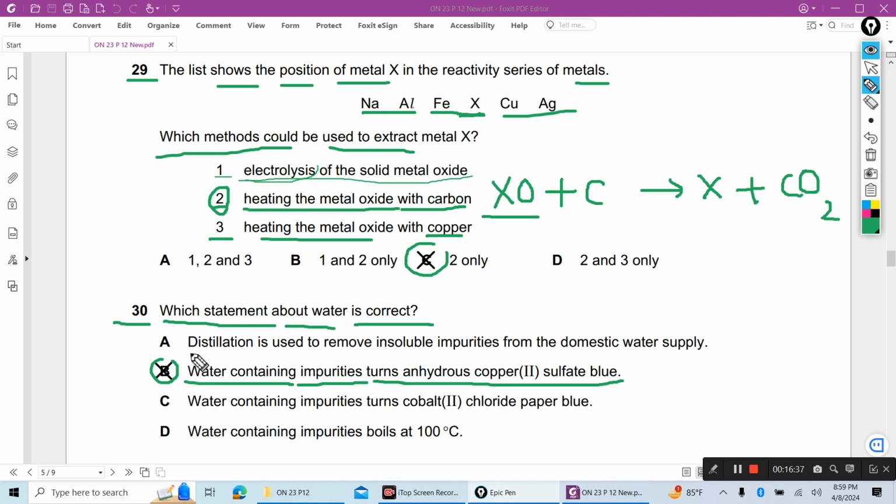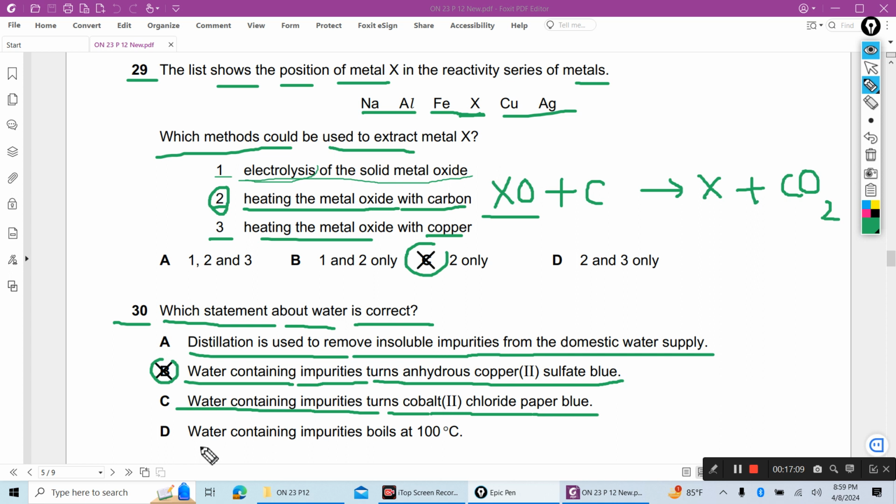So why is A wrong? Distillation is used to remove insoluble impurities from the domestic water supply. No, this is wrong. It removes soluble impurity. Insoluble impurity is removed by filtration. C, why is C wrong? Water containing impurities turns cobalt chloride paper blue. No, pink. It turns pink, from blue to pink.